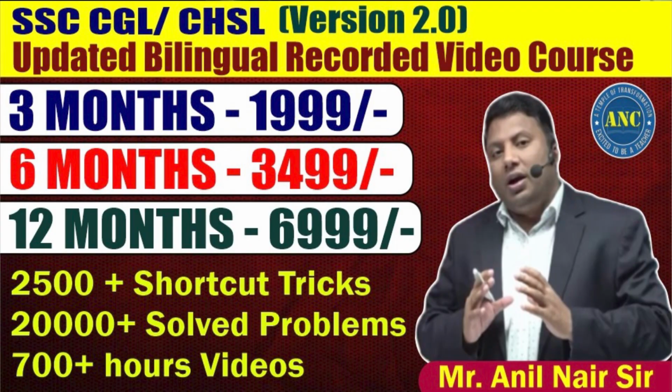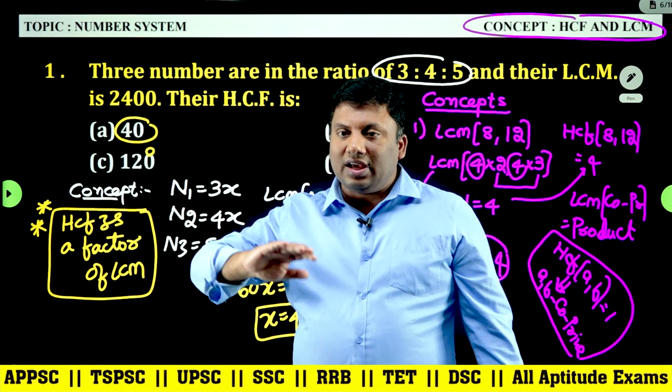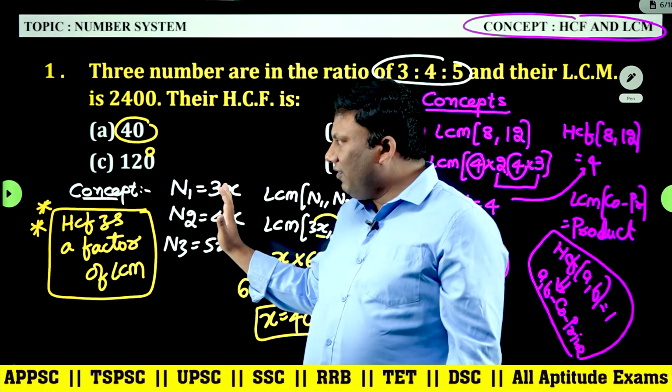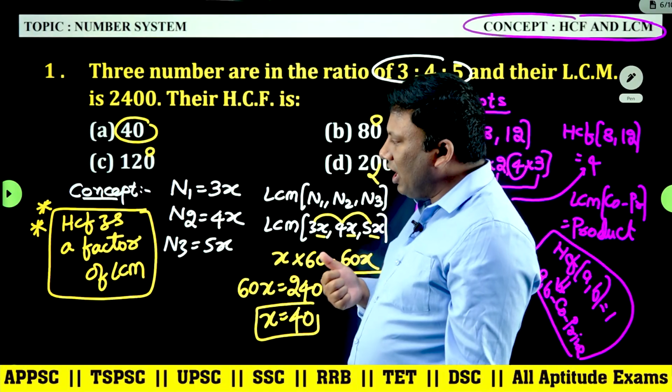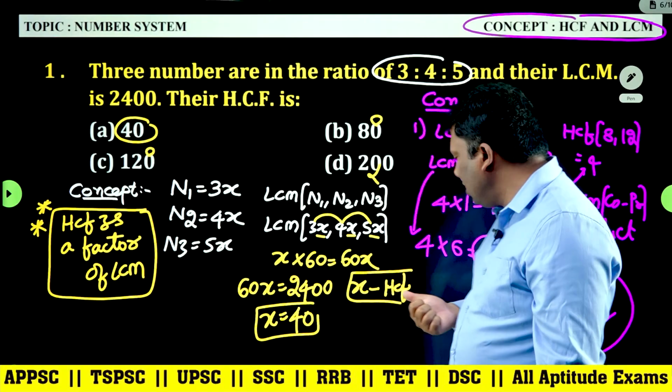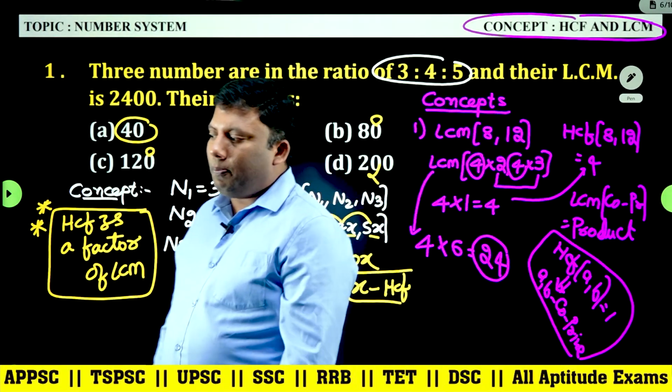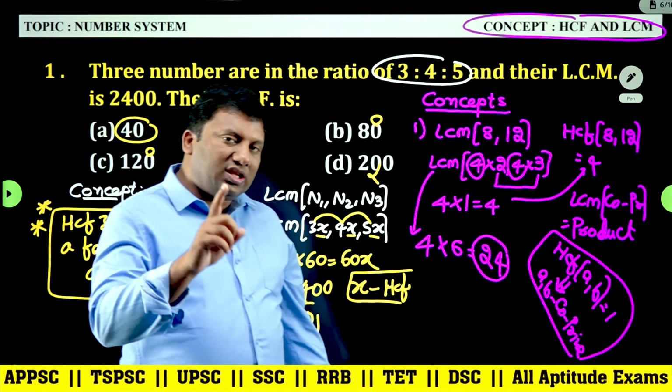If he is asking for HCF, HCF should be a factor of LCM. If the question contains HCF and he is asking for LCM, LCM is a multiple of HCF. Very important question. What are the concepts that we learned from these questions? LCM of co-prime numbers is always the product.